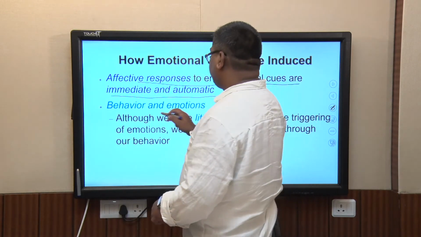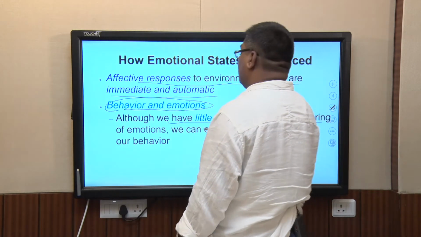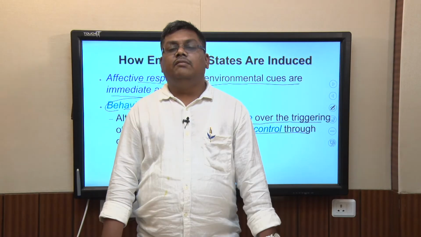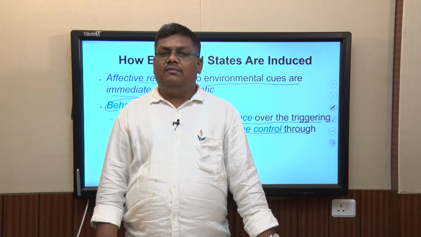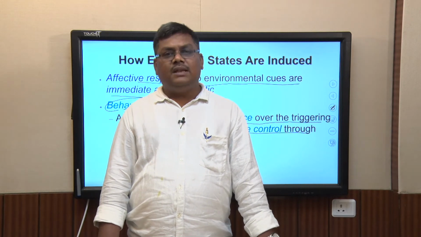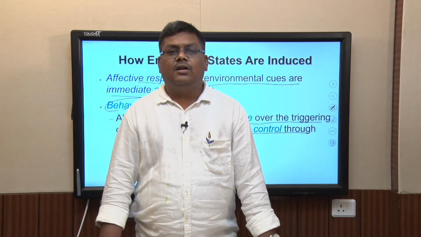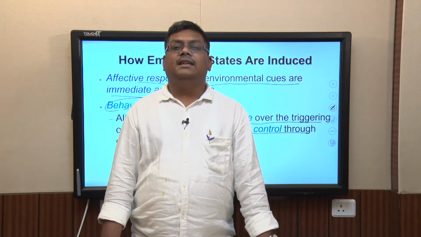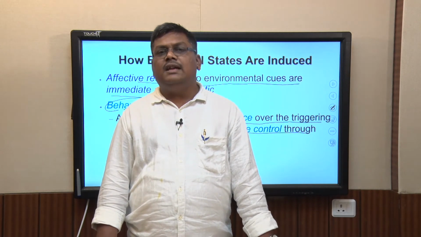So, behavior and emotion. Behaviors are also influenced by emotions. Although we have little influence over the triggering of emotions, we can exert some control through our behavior. Sometimes we overreact to certain situations. For example, we make a wrong attribution of the behavior of other people, and that leads to a negative emotion. When there is this dissonance, we believe a salesperson has been rude, and when we see the reason why he is rude, because he has had a bad day, we did display our negative response in terms of emotional response.